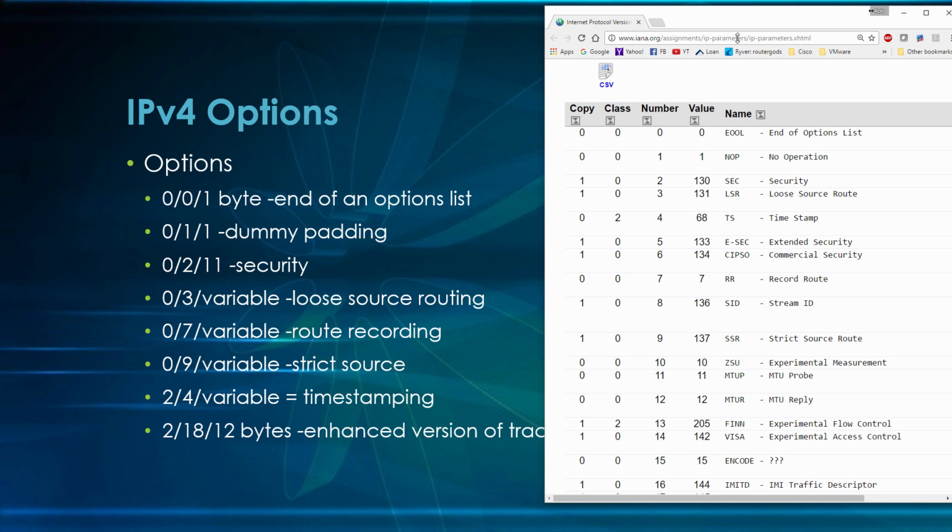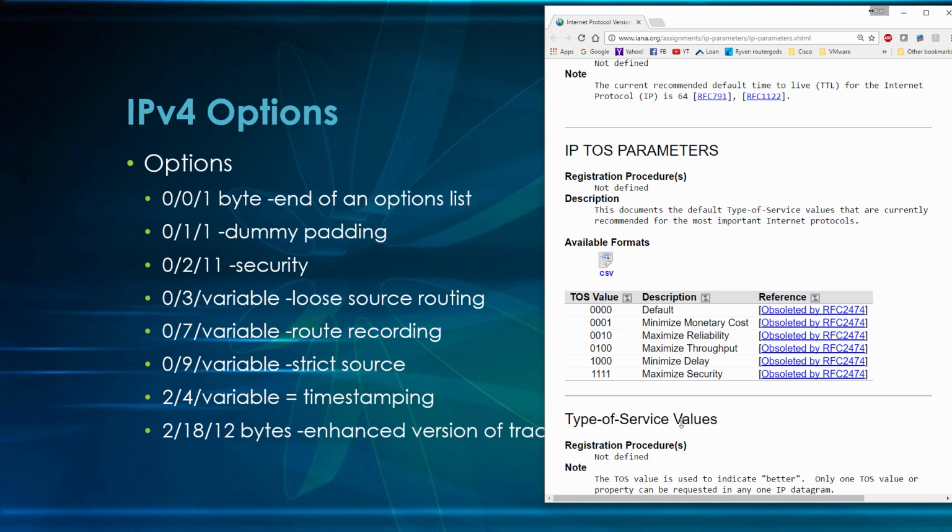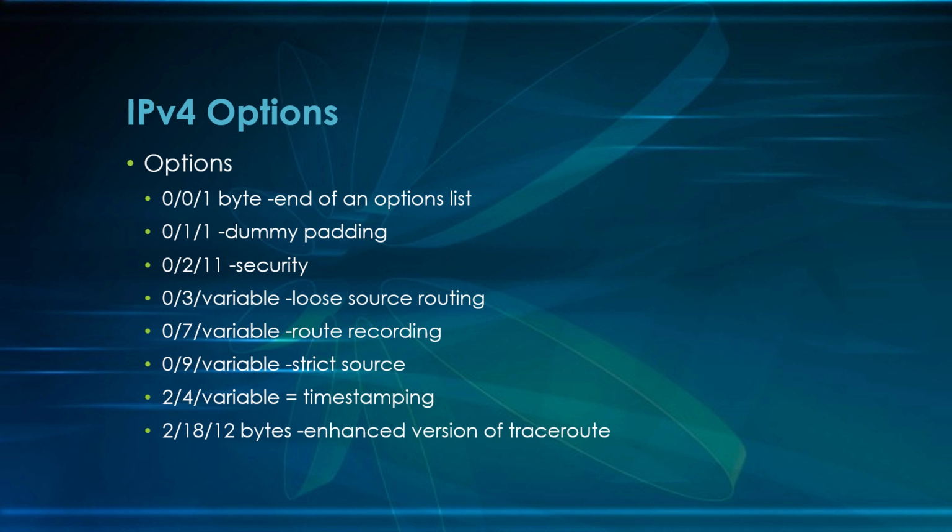So if you were to go to iana.org/assignments IP parameters.html, this is going to be able to give you some values that you're going to be able to look at. But beyond that, that's pretty much what gives you that flexibility of how to break that piece down. That's basically how you would go about doing that.